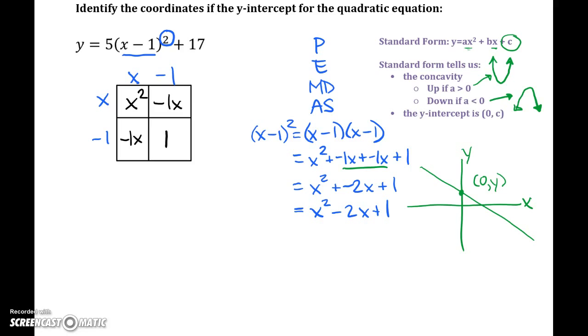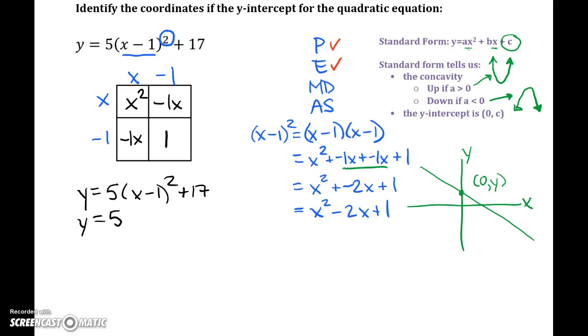So now that we have the exponents taken care of, if we go down our order of operations checklist, we didn't have any parentheses to do. We took care of the exponents. So now we have to deal with this multiplication and division. So going back to our original equation up here, we see that we have y equals 5 times x minus 1 squared plus 17. Well, we just figured out the x minus 1 squared, so I'm going to substitute that in.